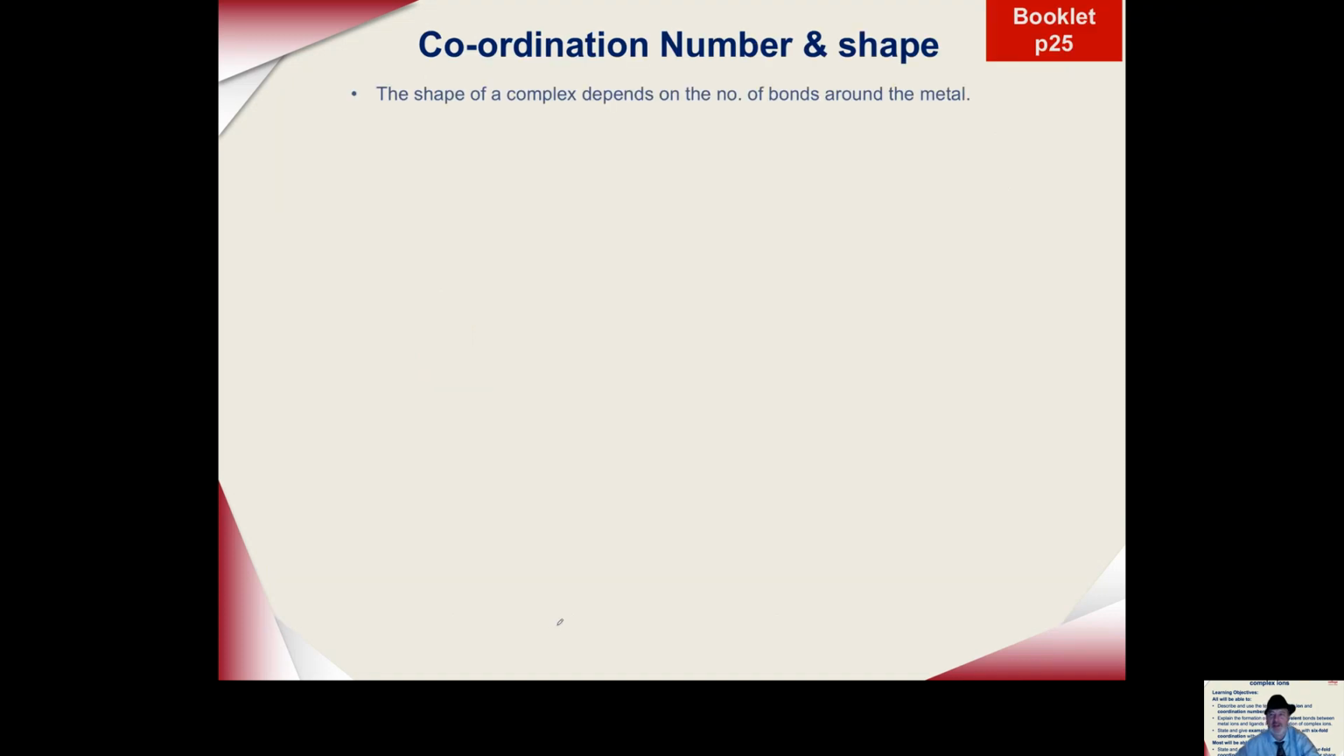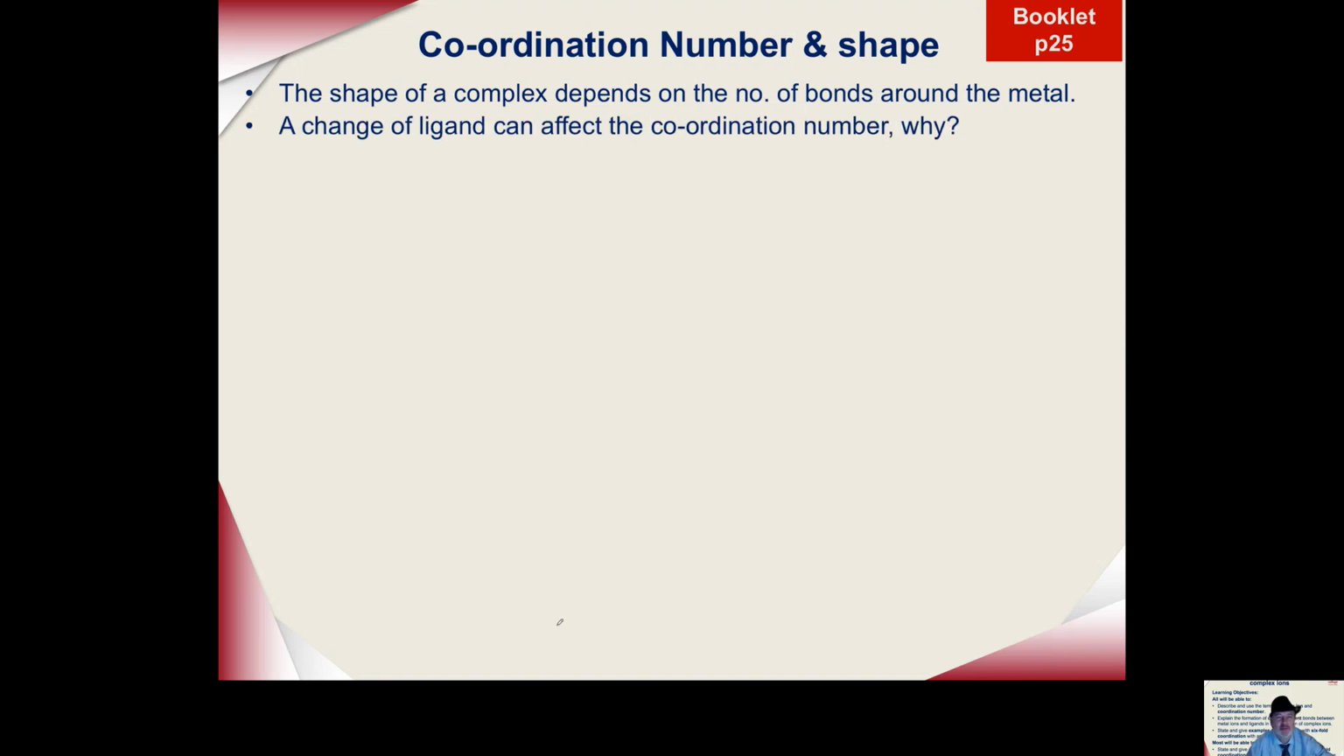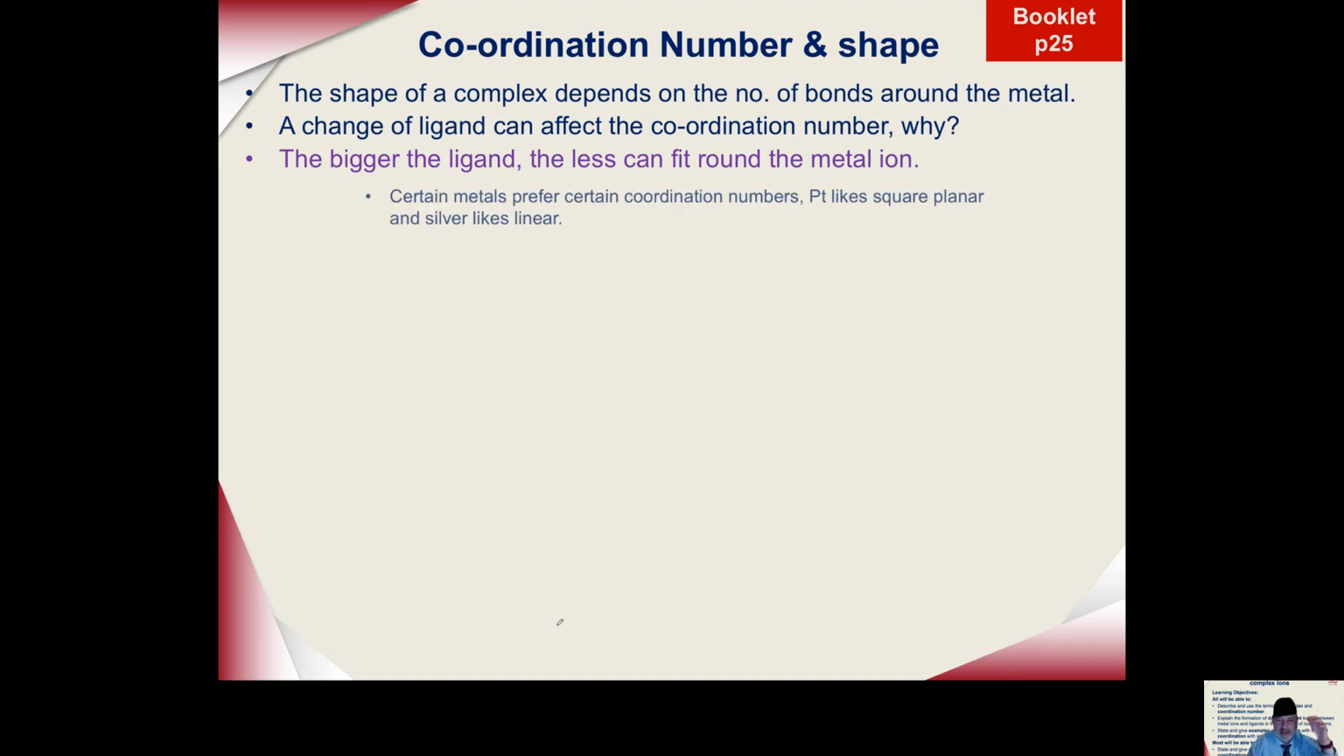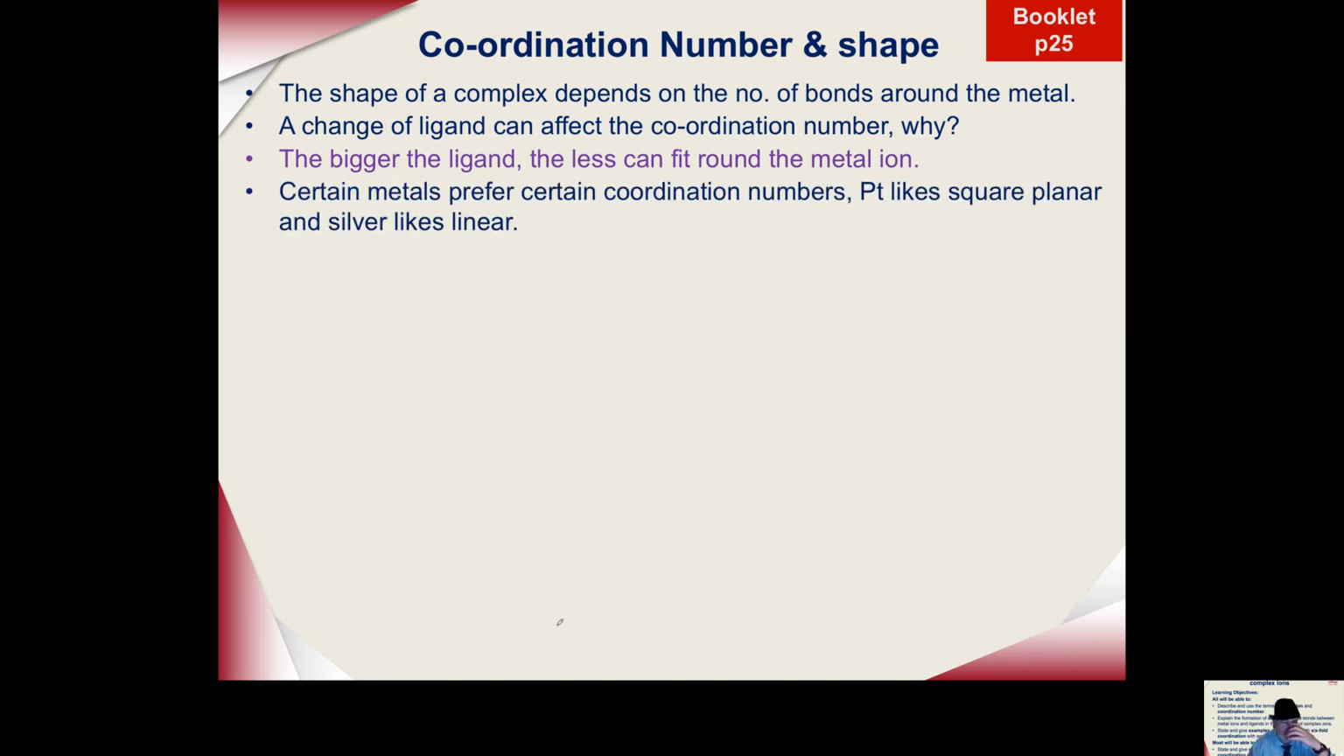So chelation, right? So coordination. This is in the booklet, page 25. The complex shape depends on the number of bonds around the metal. So a change of ligand will affect the number. So let's think about something like chloride. I could have water, and if I have water, I can get 6 water molecules around a copper or a cobalt ion. But chloride is a much bigger ligand, because chloride is a much bigger atom. And that means that less can fit around the ion.